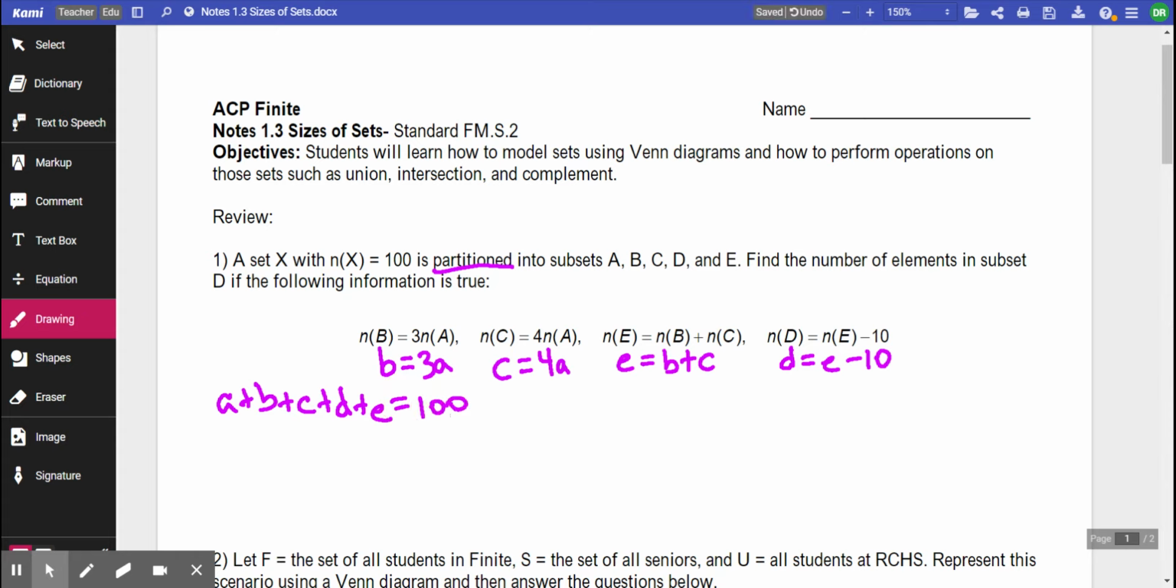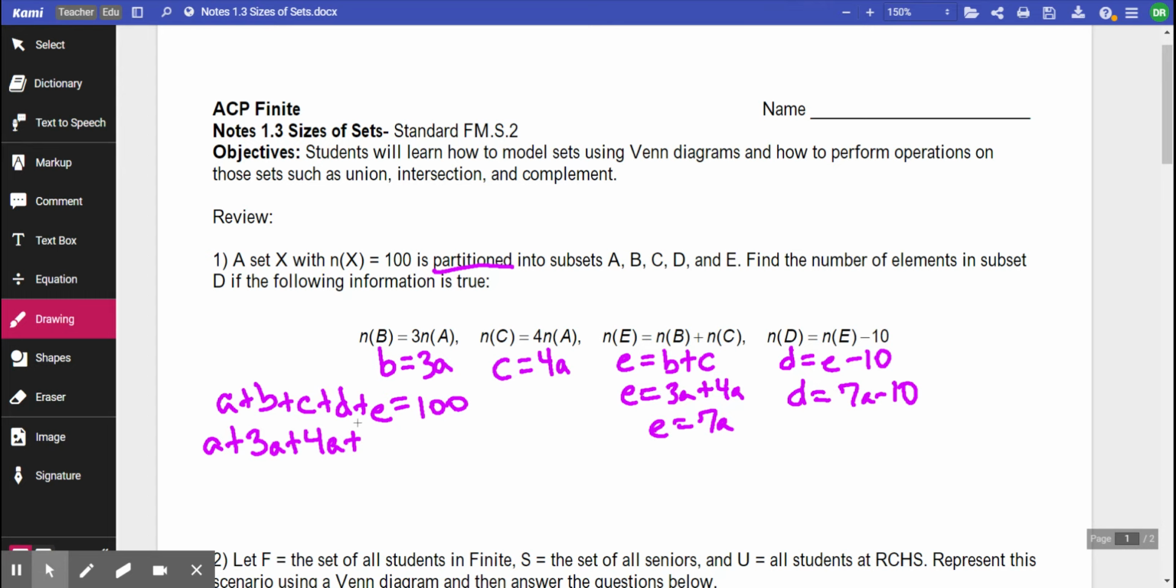All right, so this looks just perfect for substitution. We have A already, but B I could replace in terms of A. So I still have A, but I could replace B with 3A, and I could replace C with 4A. I could replace D with, well, this one's not in terms of A yet. However, E we know is B plus C, but B is 3A and C is 4A. So E is 7A. So over here we could write this as D equals 7A minus 10.